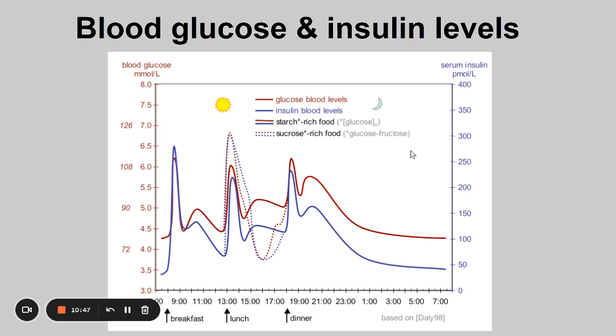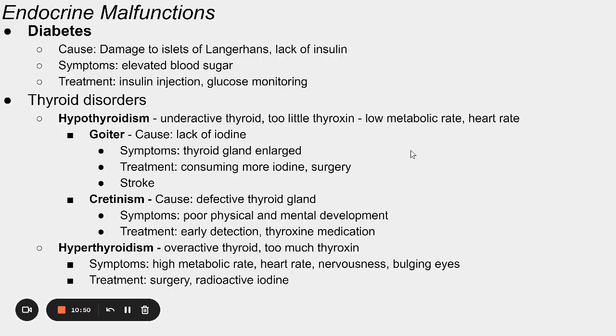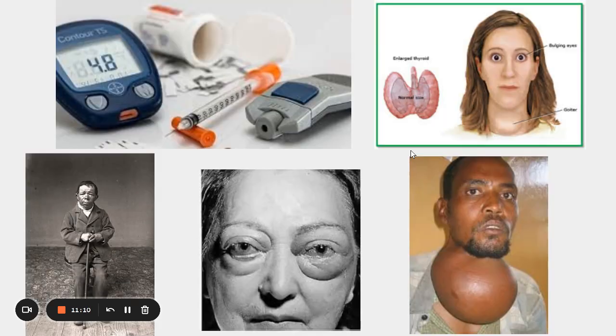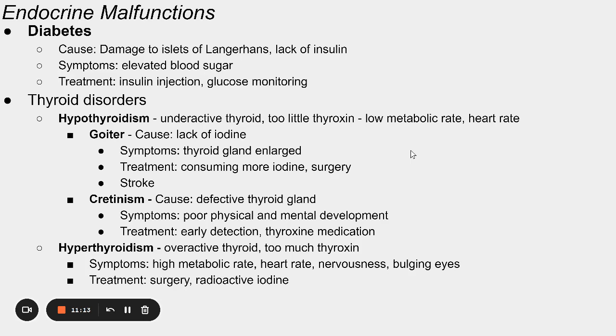And so our blood glucose and insulin levels rise and fall throughout the day. Now, there are lots of different diseases that come about when our endocrine organs don't function properly. And probably the most common one, and the one you're familiar with, is diabetes. That's what our activity today is about. When a person is diabetic, their pancreas, for some reason, doesn't produce insulin properly, or their body doesn't respond to it properly.